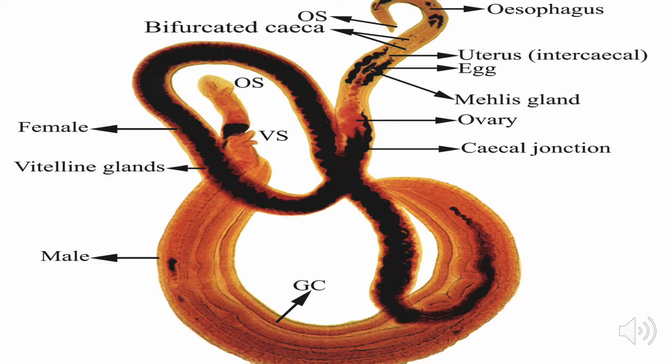These are the female and male worms of the Schistosoma species. The thinner and darker worm is the female. I want you to locate its ovary. It is found in its center. And I also want you to take note that the posterior portion of the female worm is primarily occupied by its vitellaria.